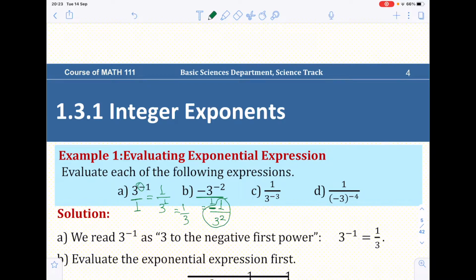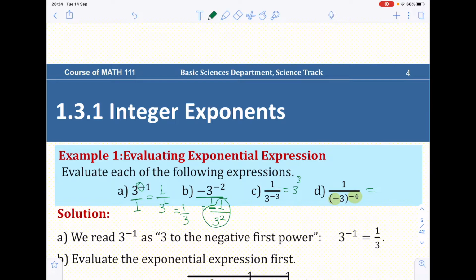In C, we have same thing. So 3 to the power negative 3, I'll put it up 3 to the power 3 without negative in the power. And in this one, the negative here is included to the power. Okay, so I have to be careful with this one.